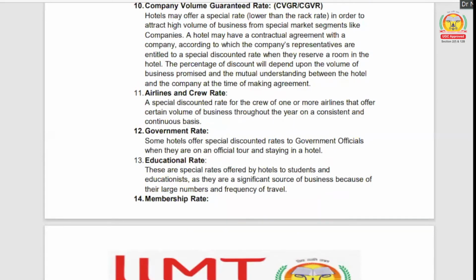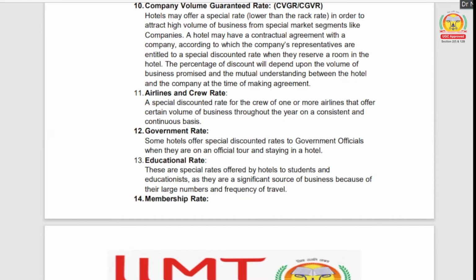The percentage of discount depends upon the volume of business promised and the mutual understanding between the hotel and the company. So this is called the company volume guaranteed rate, because the company is giving a volume guaranteed reservation to the hotel, and there will be a rate fixed for CVGR for the guests who are accommodated under this category.